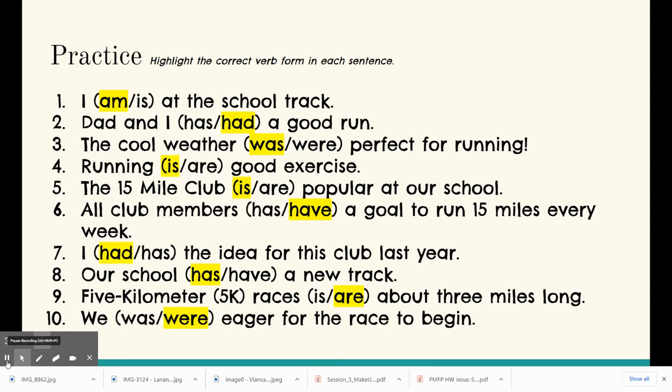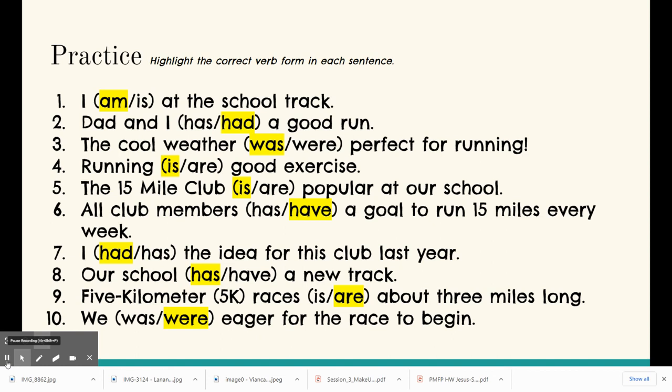Number 3, the cool weather. That's an it. That's a thing. So it needs to go with the verb was. The cool weather was perfect for running. Number 4, running, here's another it. It's in the present tense here, so we have to choose between is and are. Running is an it thing, so running is good exercise. Number 5, the 15-mile club. Here's another it thing. It's a club. The 15-mile club is popular at our school.